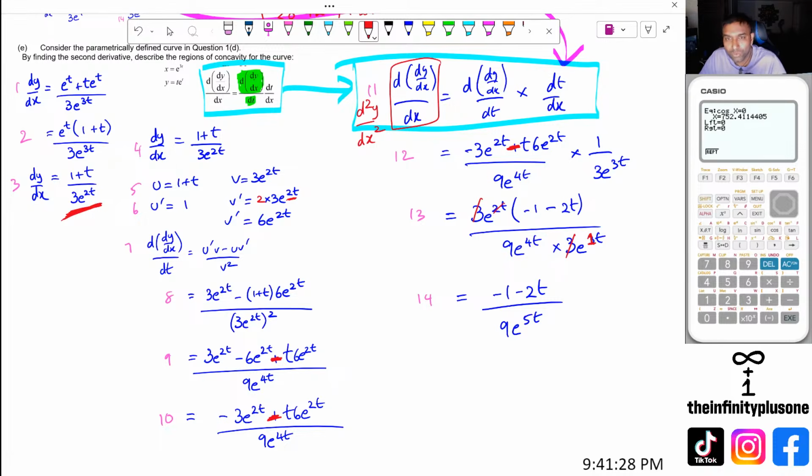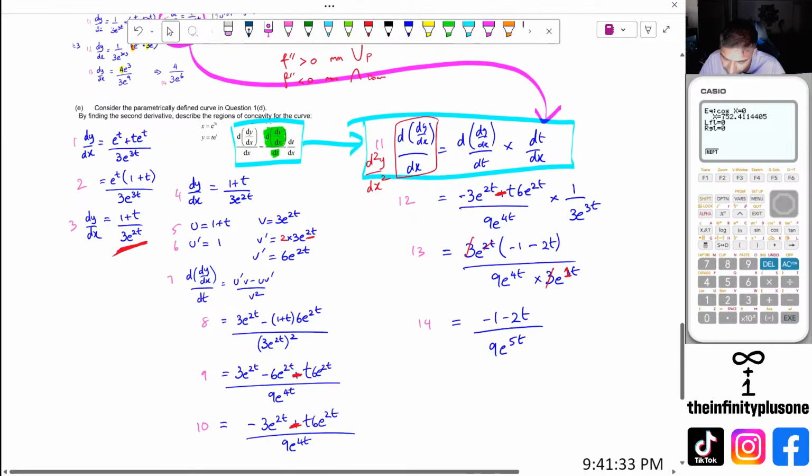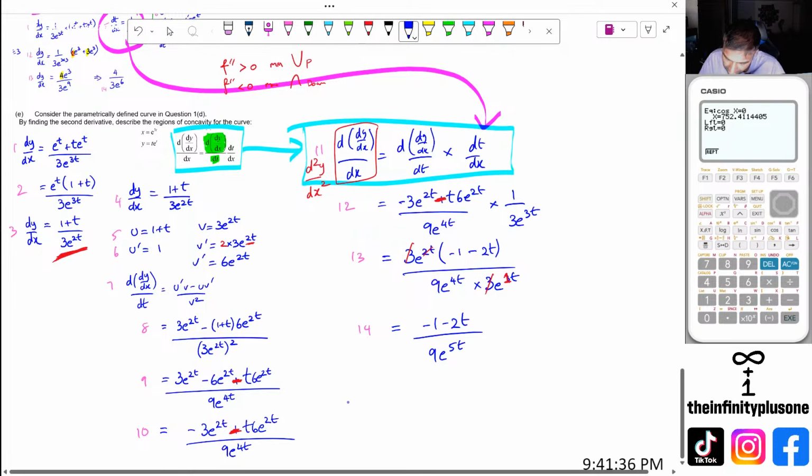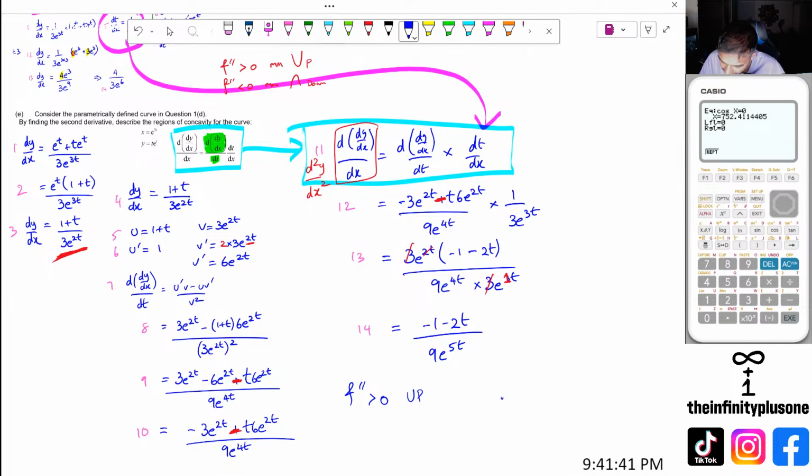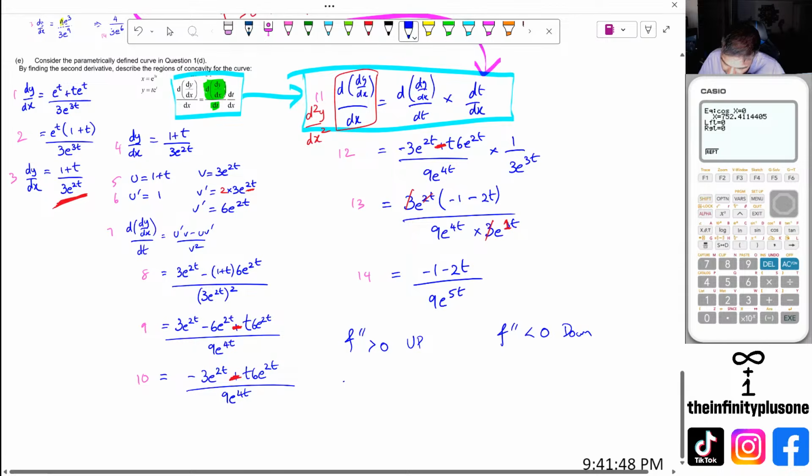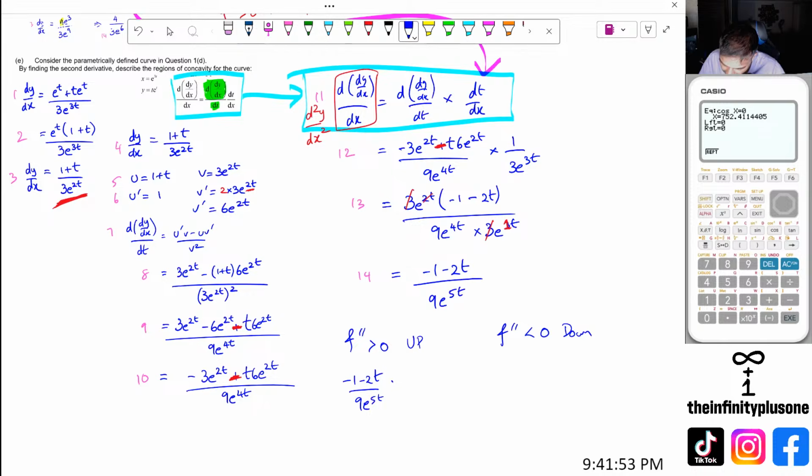Right, team. Now, we've done the double differentiation. So remember, we had the thing where f double dash has to be greater than 0 for concave up. f double dash has to be less than 0 for concave down. So, in other words, -1 minus 2t over 9e^5t has to be greater than 0 for concave up. -1 minus 2t over 9e^5t has to be less than 0 for concave down.